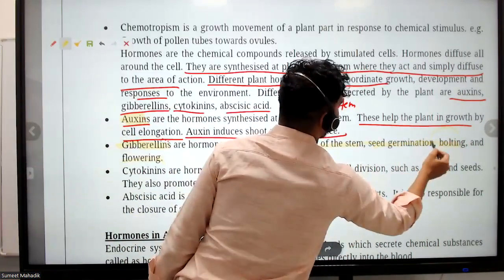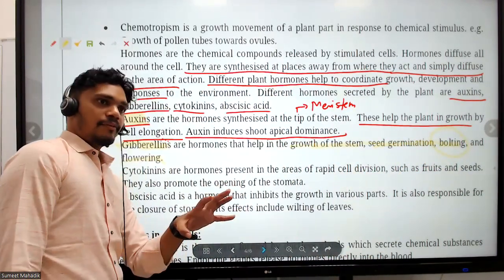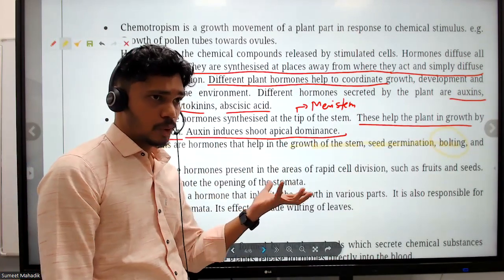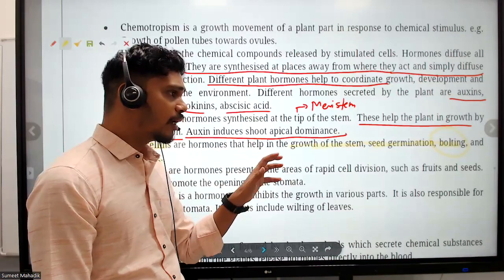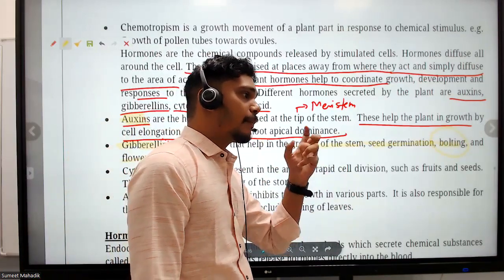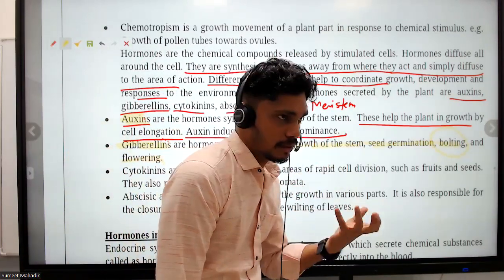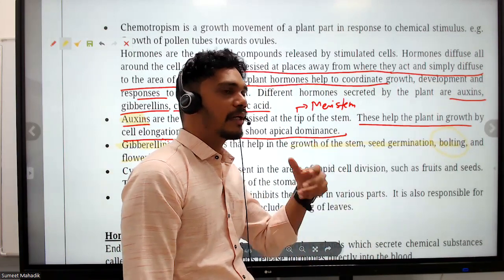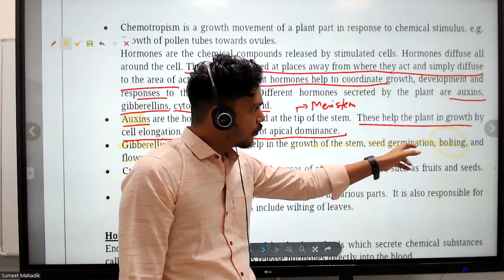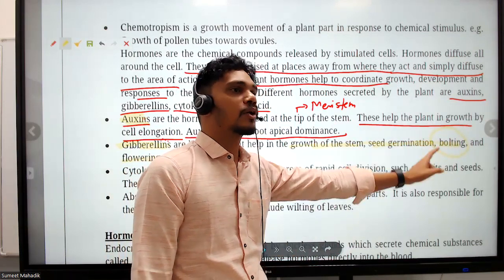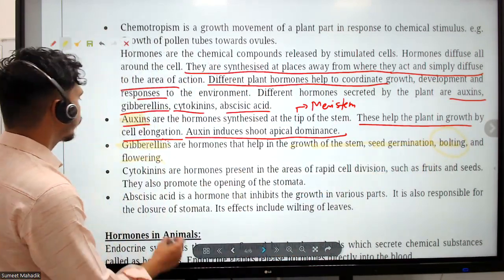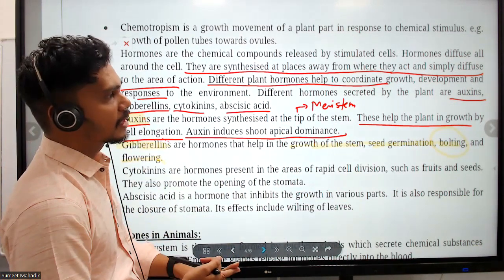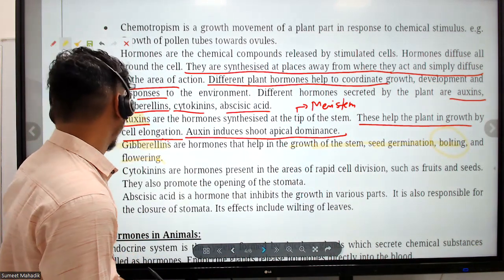What do you mean by bolting? If you take the example of spinach, it has a season to grow. If you grow it in a different season, the plant becomes bitter in taste. The seed becomes bitter because the environment is not suitable for it. So bitter is the output, and we should not do this. That process is called bolting and flowering. So gibberellin is responsible for growth of the stem, seed germination, and flowering.